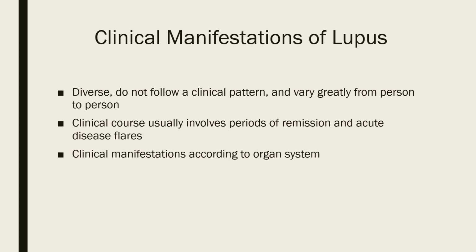So, clinical manifestations of lupus are diverse. They will not follow a clinical pattern and they can vary greatly from person to person. So, the clinical course usually involves periods of remission and then acute disease flares. And then clinical manifestations will vary according to the organ system.